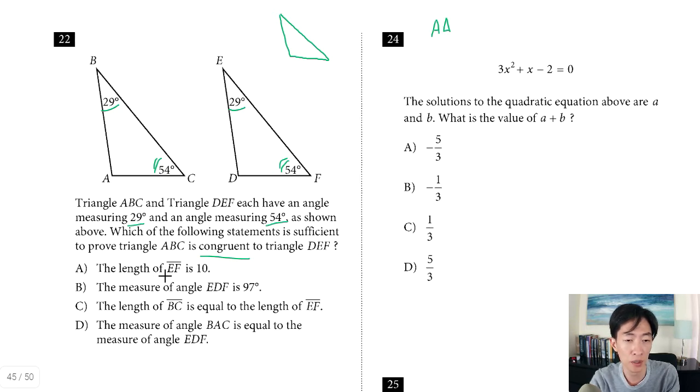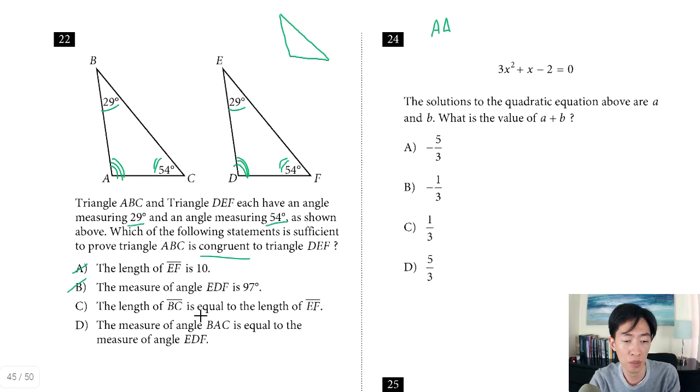Choice A, it says the length of EF is 10. So if they're just saying the length of EF is 10, that doesn't mean these are congruent, because this triangle could still be bigger or smaller than the right triangle. So A is going to be out. B, the measure of angle EDF is 97. Well, as we said before, since they have two angles in common, the third angle is definitely going to be congruent. So whether it's 97, I didn't even do the math, no matter what, angle D and angle A are going to be the same. So whether EDF is 97 doesn't actually make them congruent.